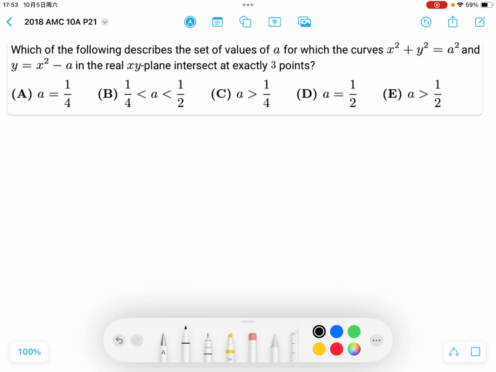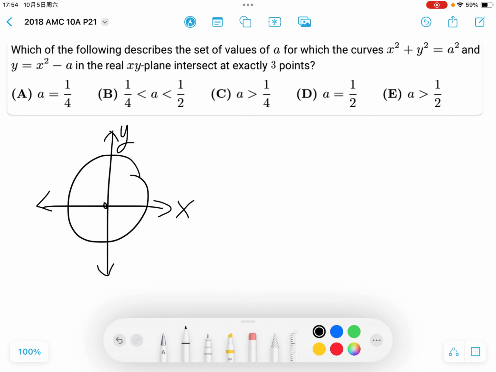So notice that this kind of looks like algebraic equations, so maybe we can just try to solve this. Firstly, let's just try to graph this, because a lot of these problems with intersection can be solved using graphics. So using common sense, we know that this is a circle with radius a. So let's just draw a random circle.